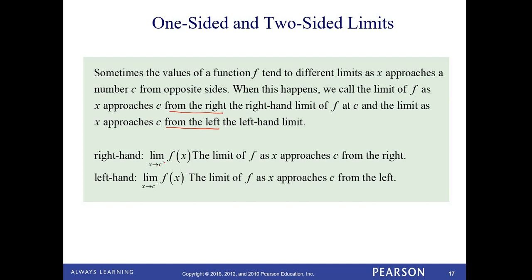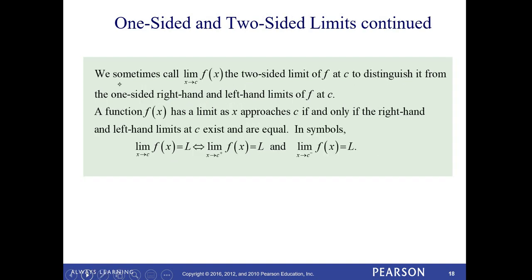So as x approaches c from the right, we can find a limit, and as x approaches c from the left, from the negative side of the graph, we can also find a limit. Now they may not equal each other. We sometimes call the limit as x approaches c the two-sided limit to distinguish it from one-sided right-hand and left-hand limits. A function f of x has a limit if and only if the right-hand and left-hand limits at c both exist and they equal each other.